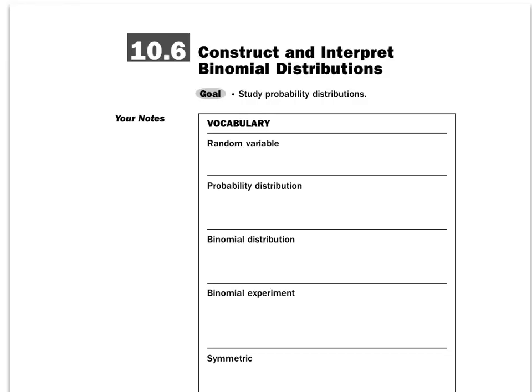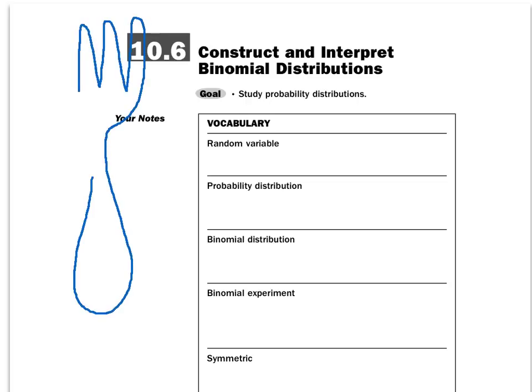Alright, here we are, 10-6, and we're ready to put a fork in this thing because I think it's just about done.